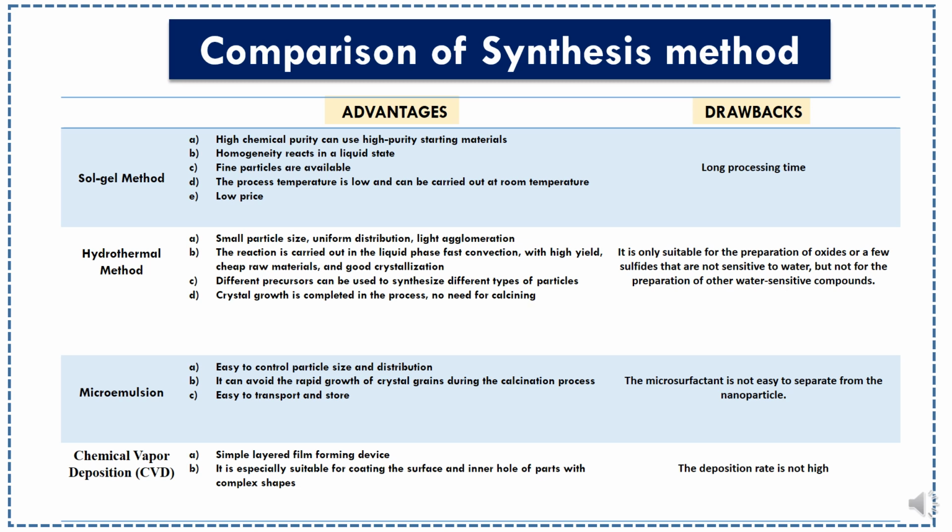Here are the advantages and disadvantages of the titanium dioxide synthesis methods. The sol-gel method can make fine particles, but it needs a long process time. The hydrothermal method can make small particles with uniform size distribution. The microemulsion method is easy to transport and store. And the CVD method makes a simple layered film from the device, but the deposition rate is not high.